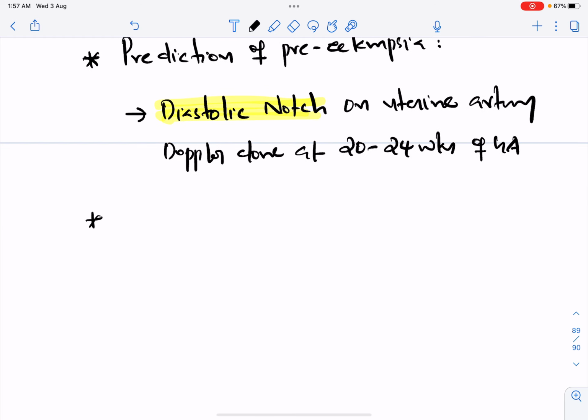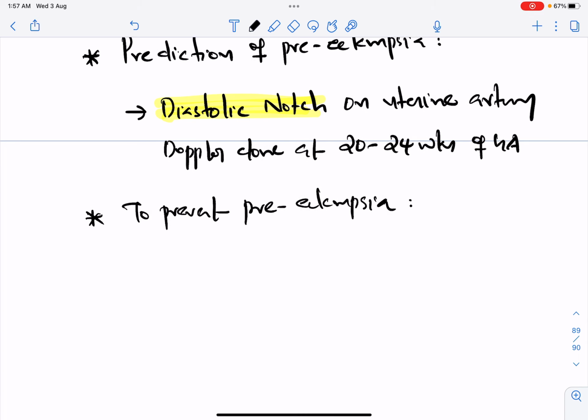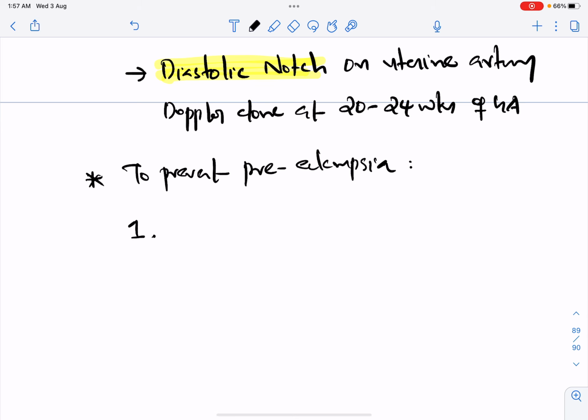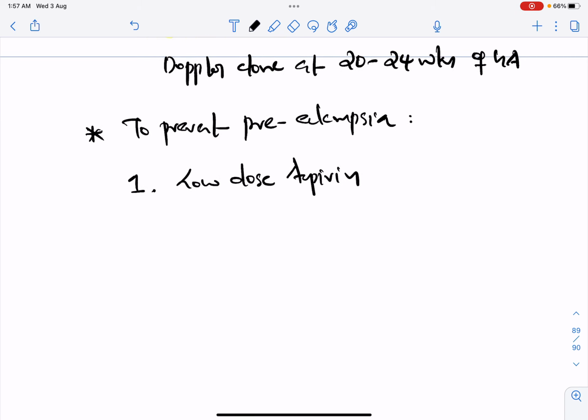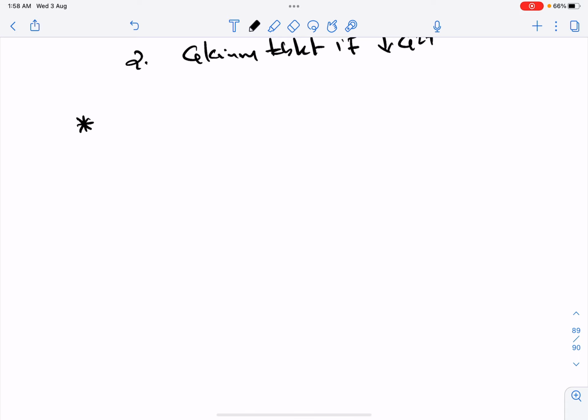So now how to prevent preeclampsia? In order to prevent preeclampsia, you can use low dose aspirin, and you can give calcium tablets if hypocalcemia is present.